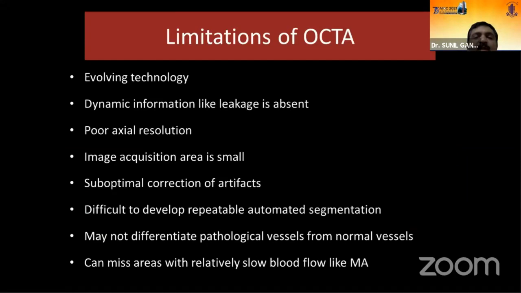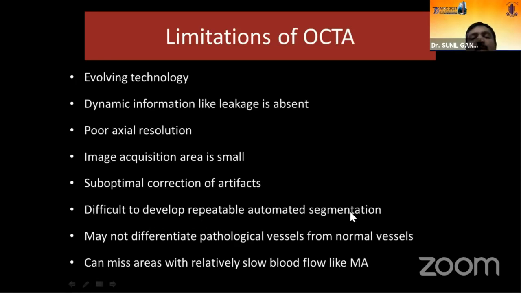So what are the limitations of OCTA? It's an evolving technology. Dynamic information like leakage is absent, which is an advantage, as sometimes it is better to appreciate the capillary changes. It has a poor axial resolution. Image acquisition area is small, so sometimes FFA may be required for peripheral imaging. Suboptimal correction of artifacts is one main concern. It is difficult to develop repeatable automated segmentations.